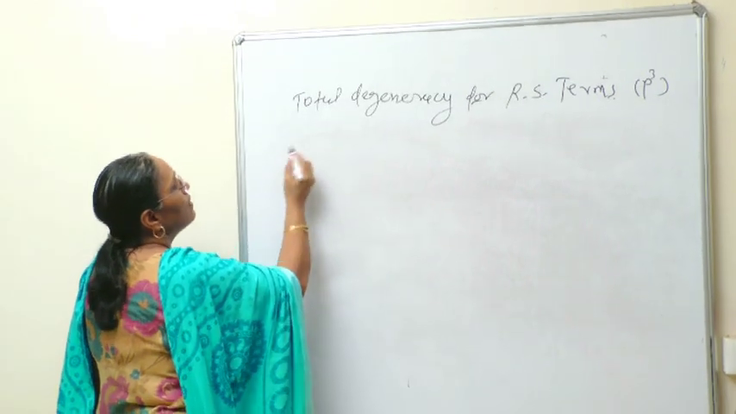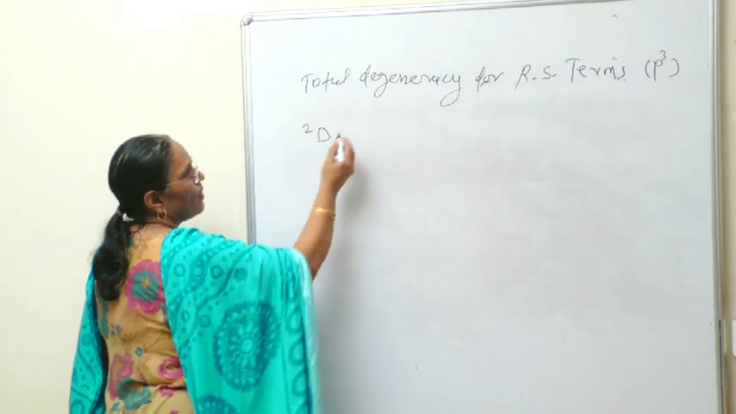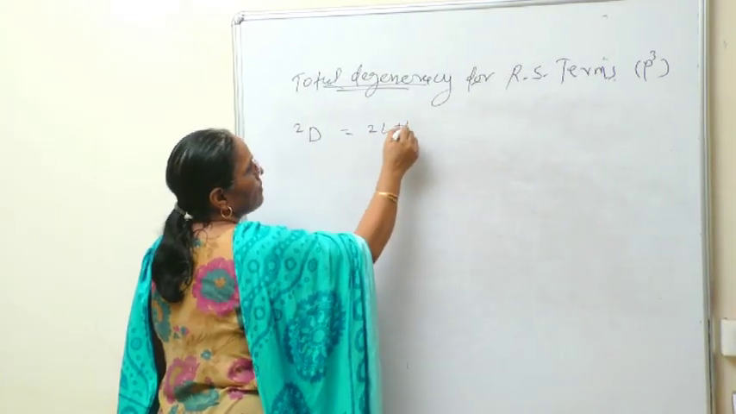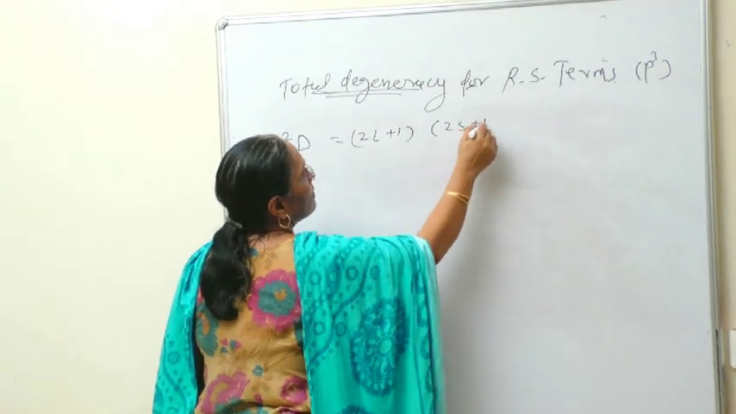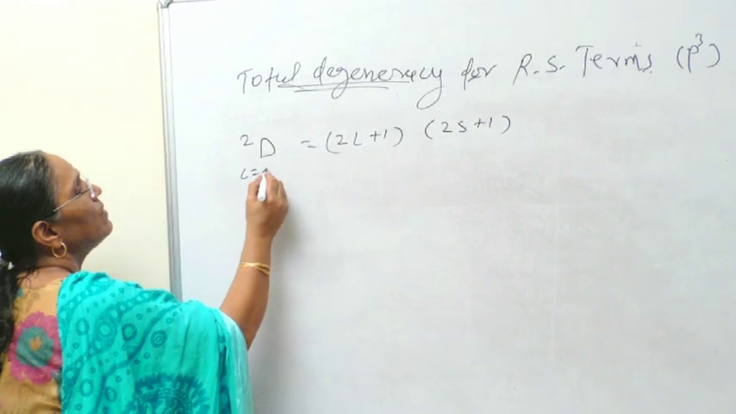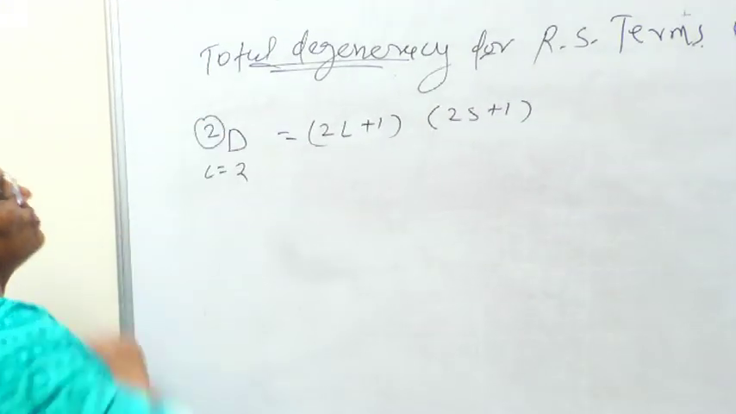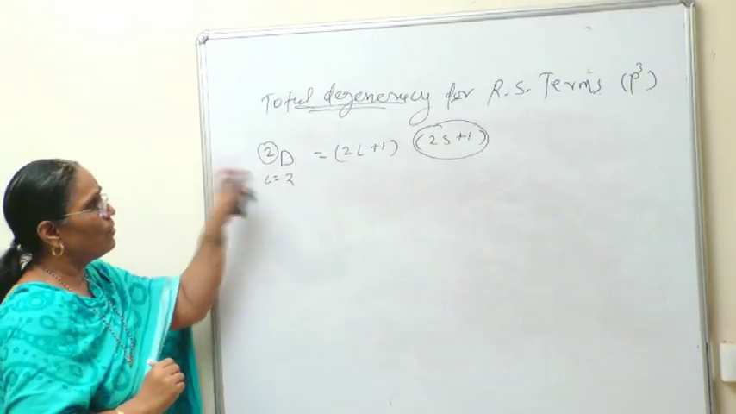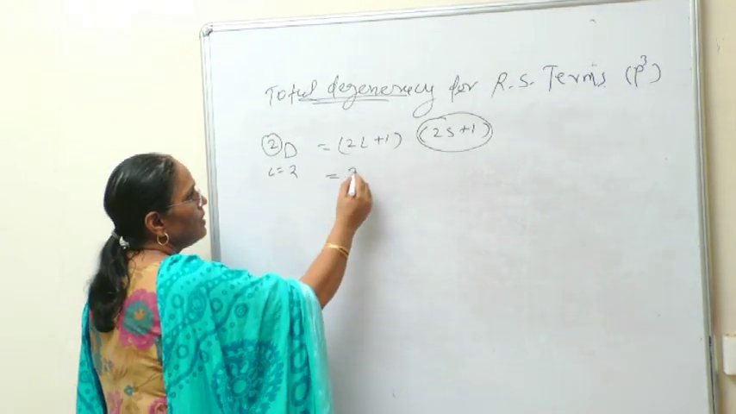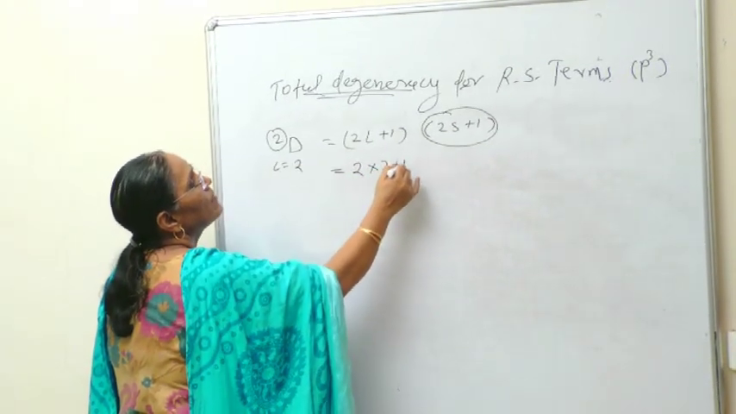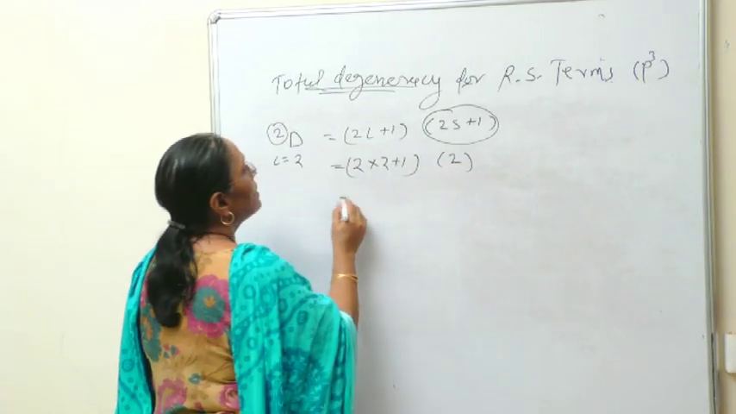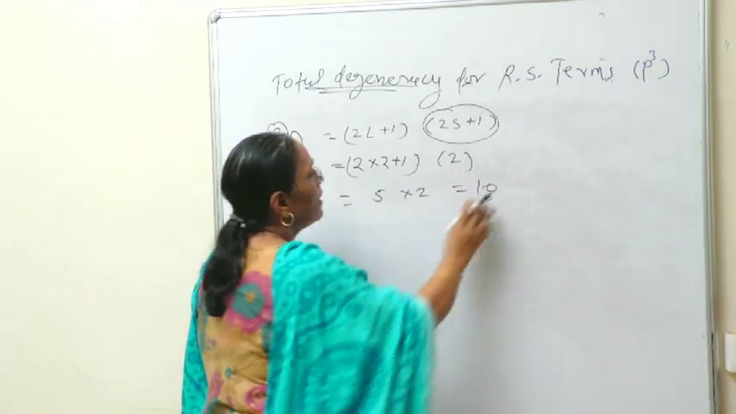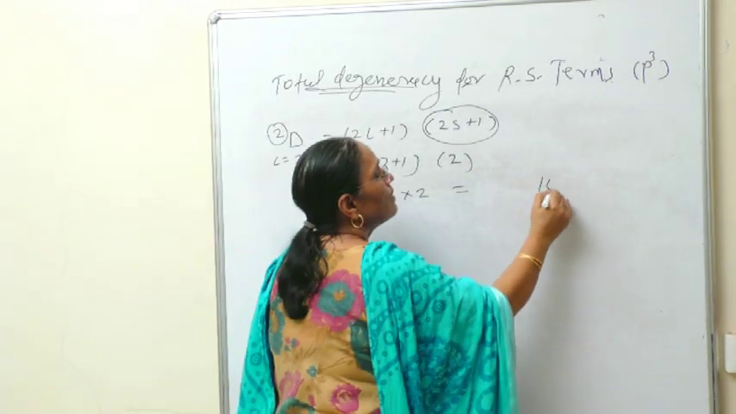So the terms obtained are, first is doublet D. For doublet D, the equation for total degeneracy is 2L plus 1 into 2S plus 1. For the D term, L is equal to 2, and here the 2 is the spin multiplicity, meaning 2S plus 1 is 2. So total degeneracy is 2 into 2 plus 1 into 2, which is equal to 5 into 2, that is 10. So for doublet D, total degeneracy is equal to 10.